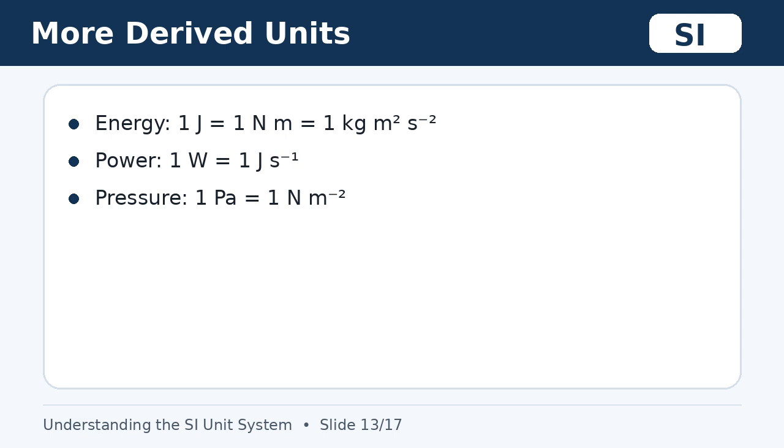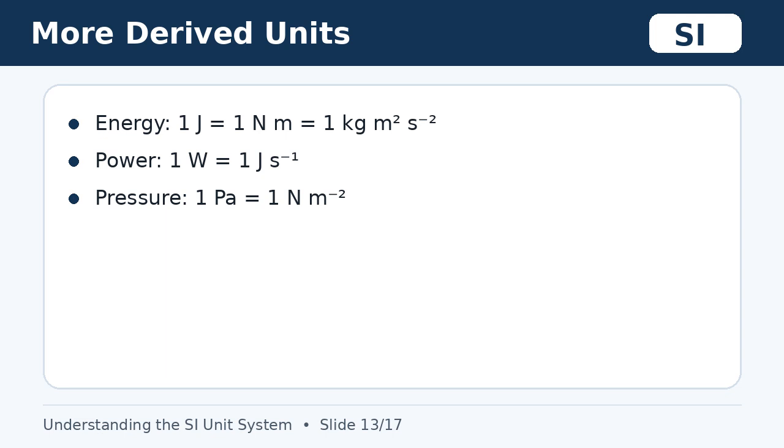Energy is measured in joules. Work is defined as force multiplied by displacement. Therefore, 1 joule is equal to 1 Newton meter, or 1 kilogram meter squared per second squared. Power is the energy transferred per unit time. Its SI unit is the watt. 1 watt is equal to 1 joule per second.